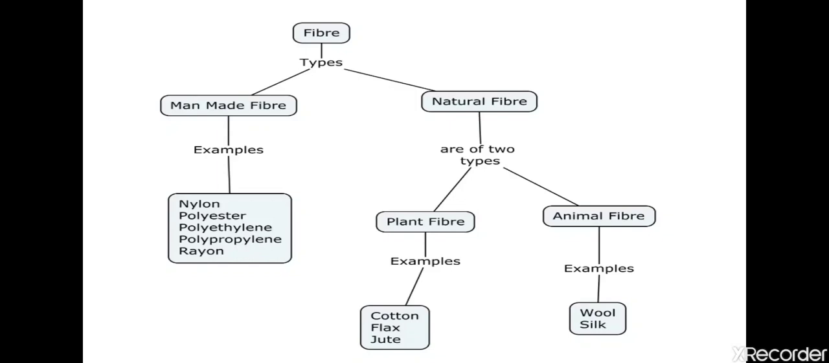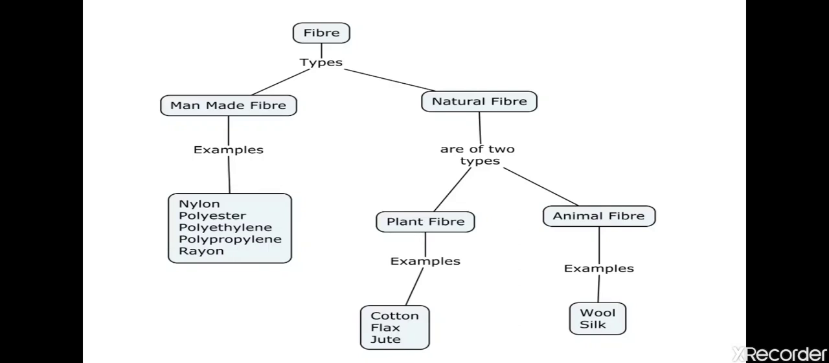Examples of human-made fibers are nylon, polyester, polyethylene, polypropylene, rayon. Okay, all these artificial fibers we are using every day in our day-to-day life. For example, I'll tell you the use of nylon fiber. You might have seen your toothbrush. The bristles of your toothbrush are made up of nylon fiber. Fine. Likewise we have a number of examples where we are using these artificial fibers.